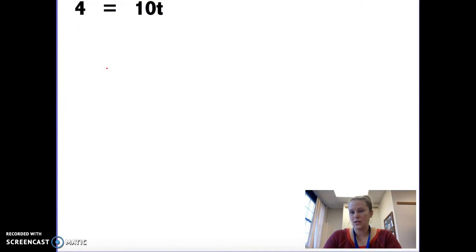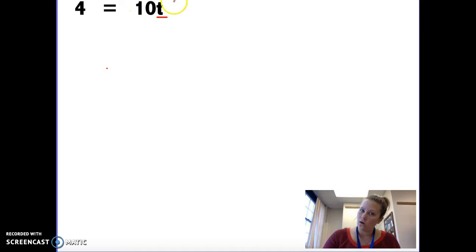All right, so this one uses a different variable, and the variable is t, so it doesn't have to be x, and it does not have to be y, okay? So the first thing that we want to do is get the variable on one side. It doesn't matter what side it is. It doesn't have to be the left side. It can be the right side.